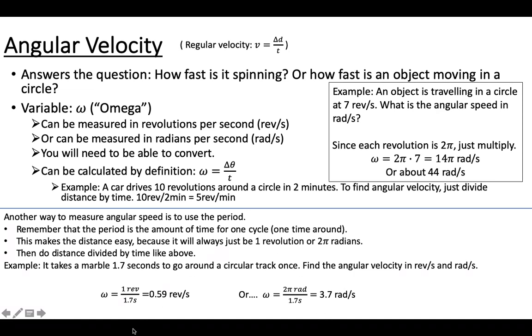Okay, these say the same thing, just with different units. You could convert from the first one to the second one, just like we did up here. Just multiply by 2 pi. So if you take 0.59 and multiply by 2 pi, you will get 3.7. And you could go backwards too, by dividing.